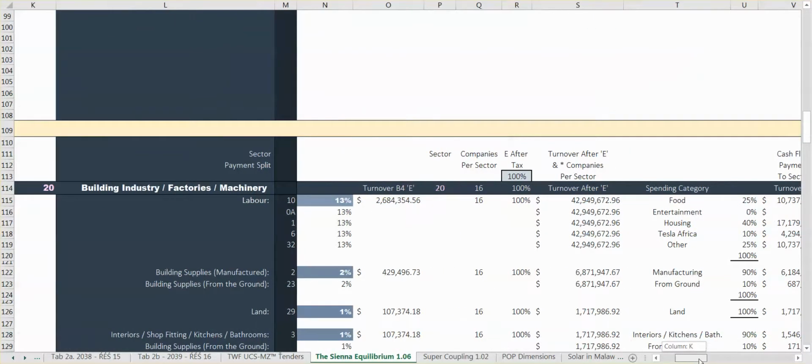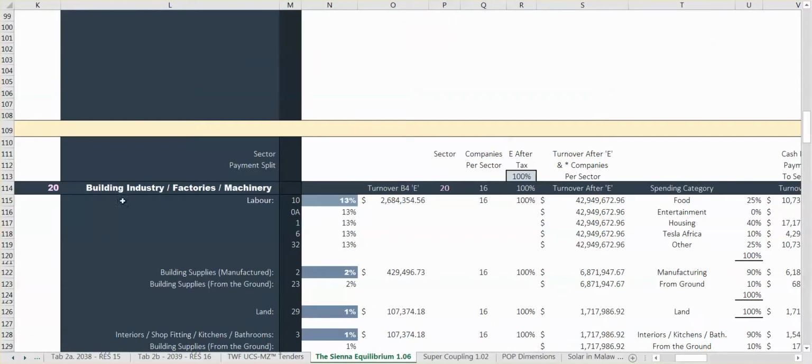And we come to the next part of the spreadsheet. Okay, so it's sector 20, building industry, factories, and machinery. Okay, been a while. I mean, it's about half a year, I think, since I made this. I think so. Okay, so what have we got here? Let's just work this out together.